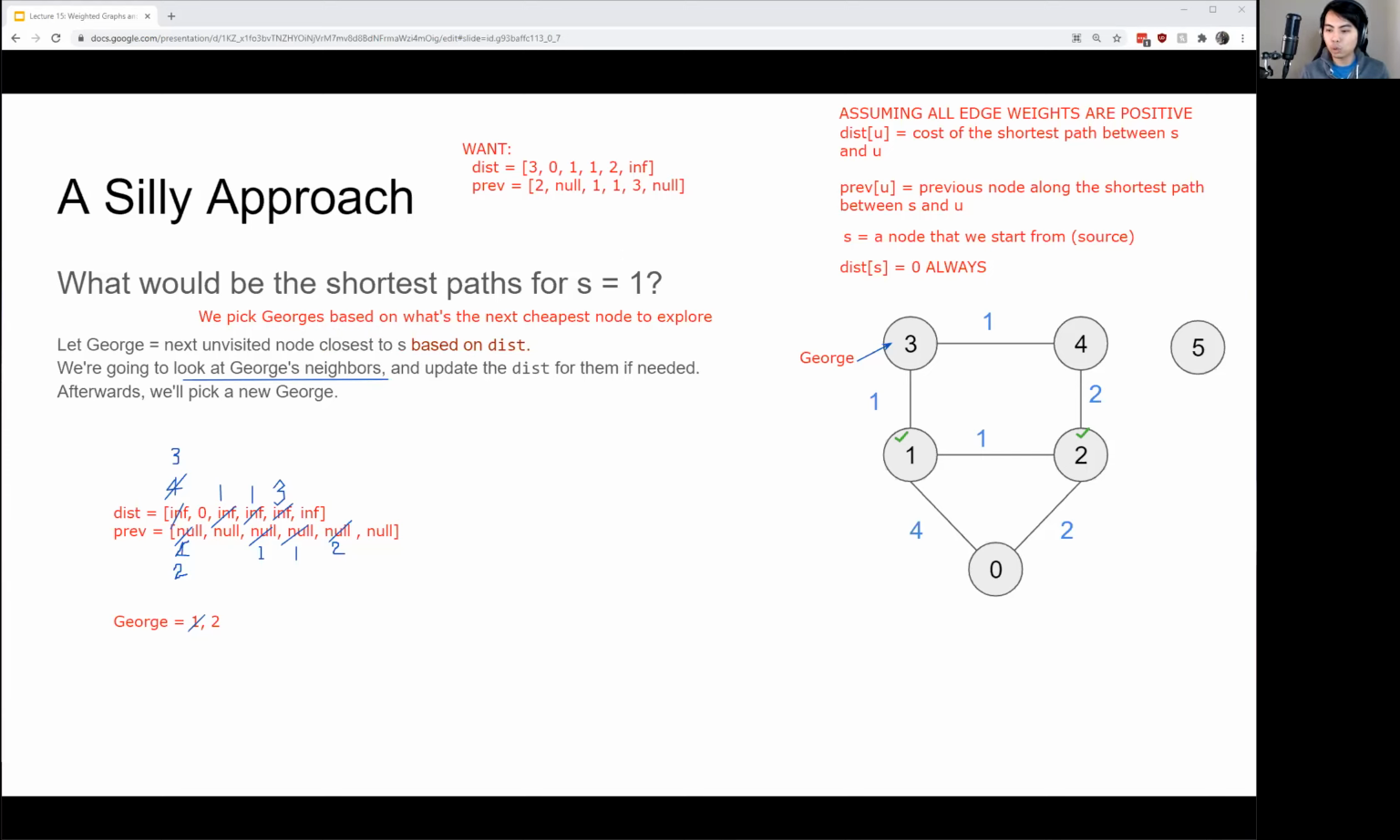From the source or from George? From the source, always the next unvisited node closest to S based on distance, right? So the rule here is we pick the next node that's closest to S based on what distance looks like right now. The next closest node that we haven't visited yet is node 3 because it has a cost of 1. If you have a question, just type it into chat, or if you want to unmute, you can go ahead and do that now.